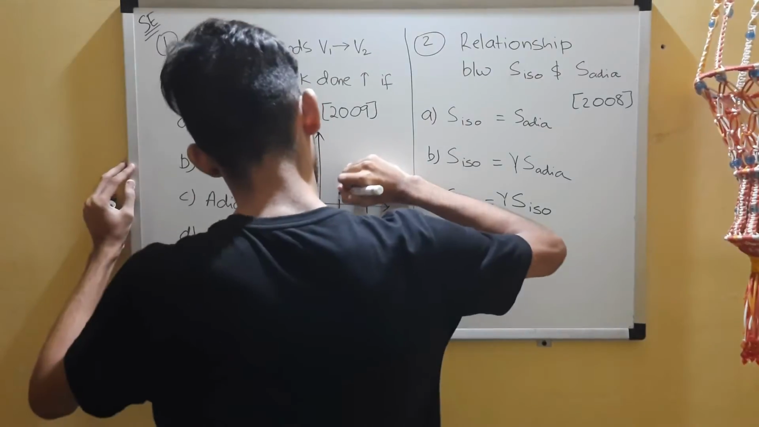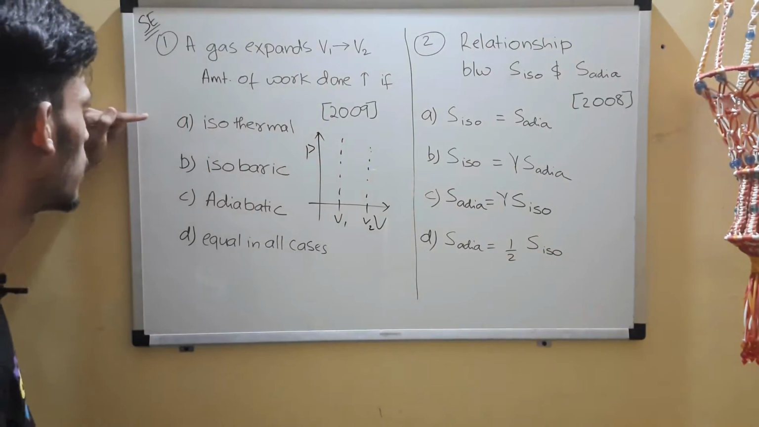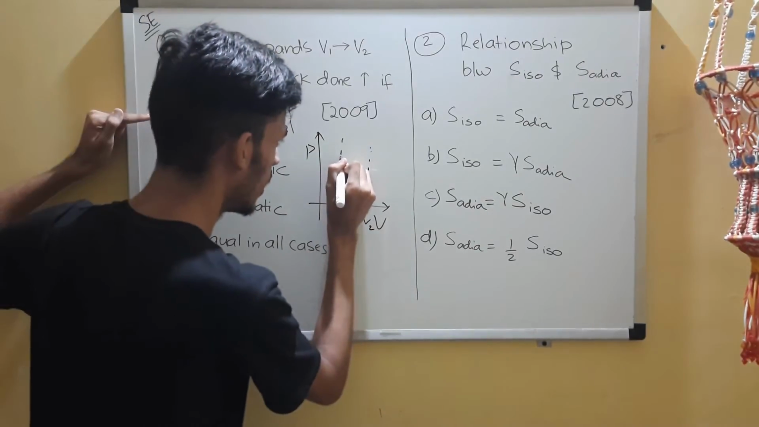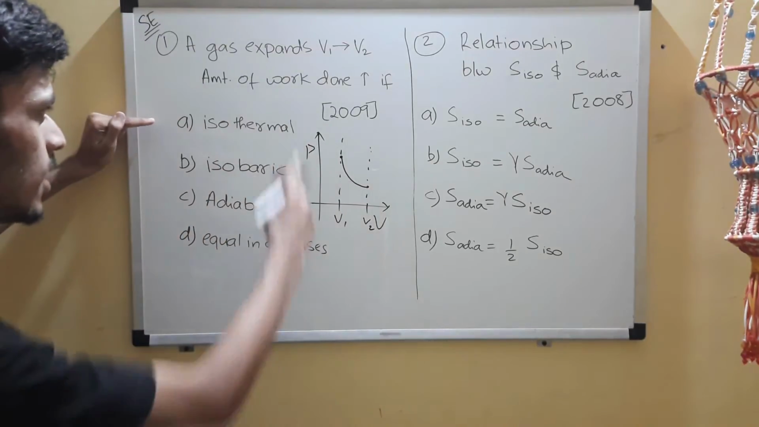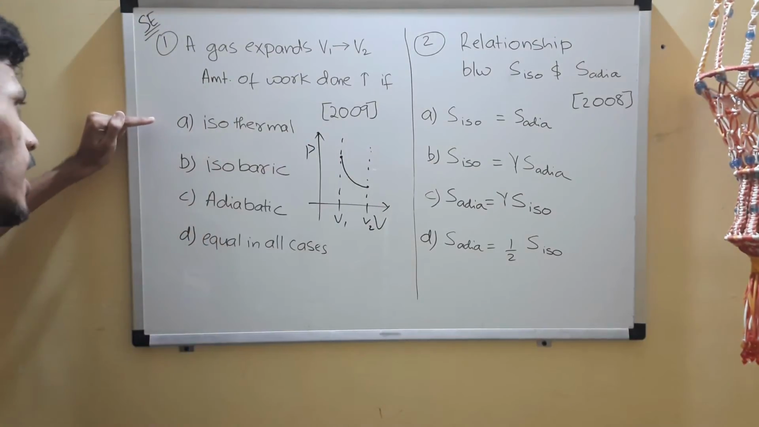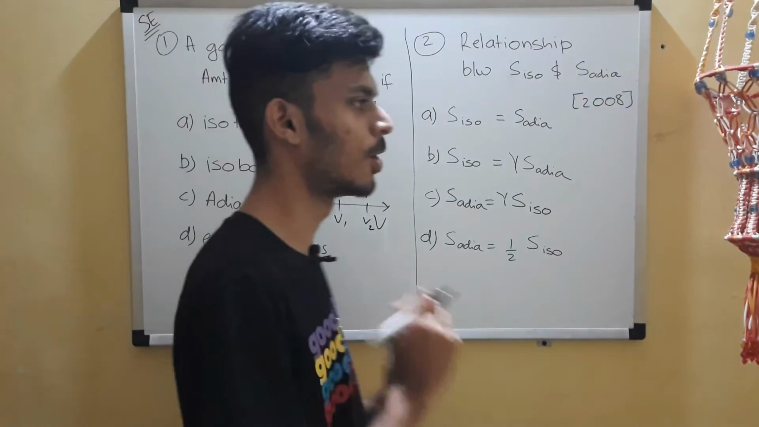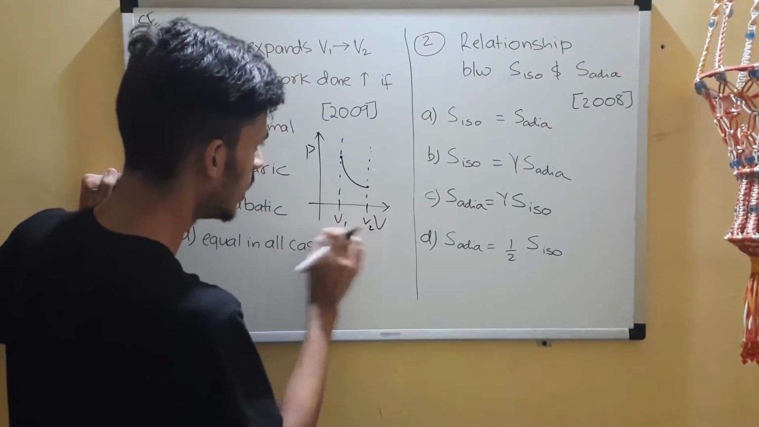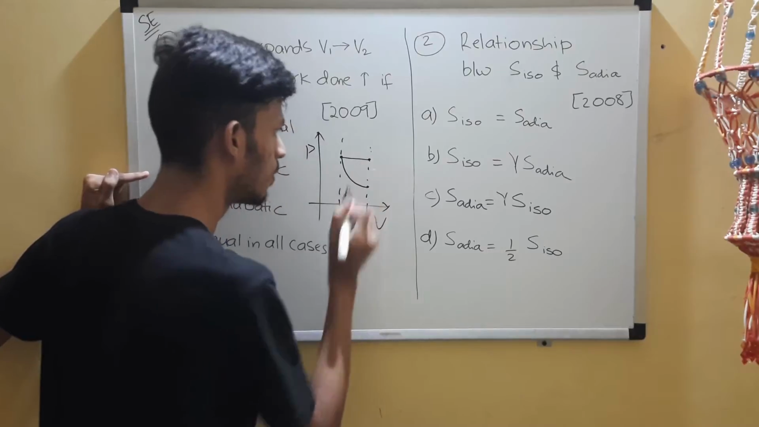Now we'll plot it individually for each of these processes. So first one, isothermal, pressure is inversely proportional to volume. So the curve will be somewhat like this, right? Pressure inversely proportional to volume in an isothermal process. Now for isobaric, pressure is constant throughout the process, right? Pressure is constant, so only the volume will change from V1 to V2.